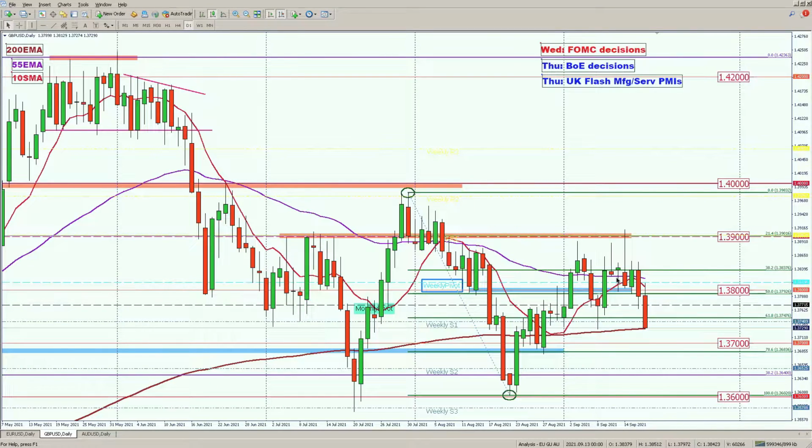The cable initially climbed up, and on Tuesday it tested the 139. That was because the US CPI figure was lower than expected, and this gave a temporary boost, but then it quickly pulled back lower, back below the daily 55 EMA, and also the weekly pivot.